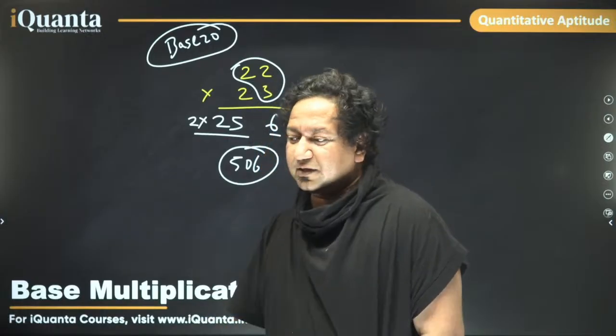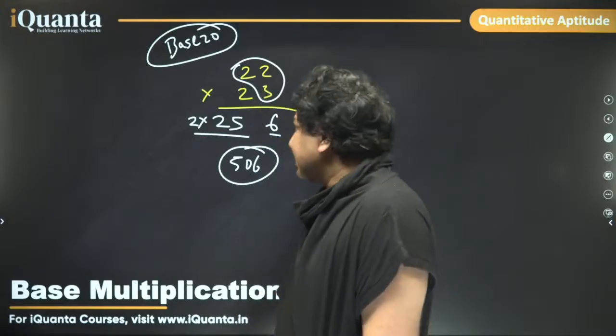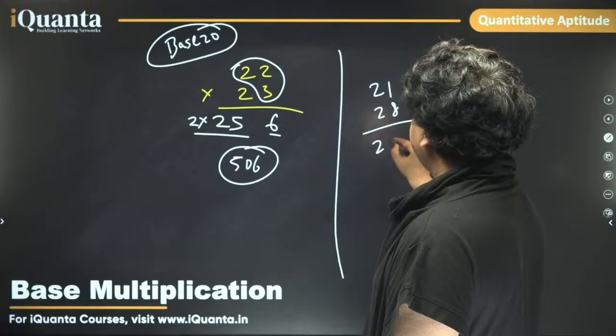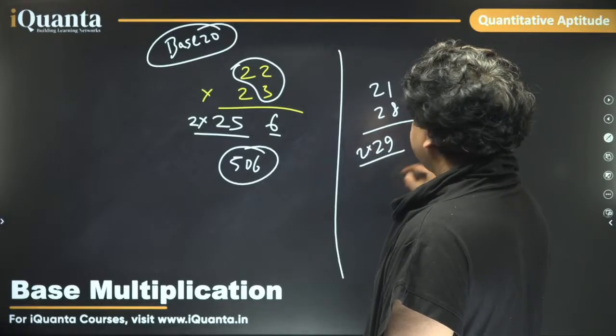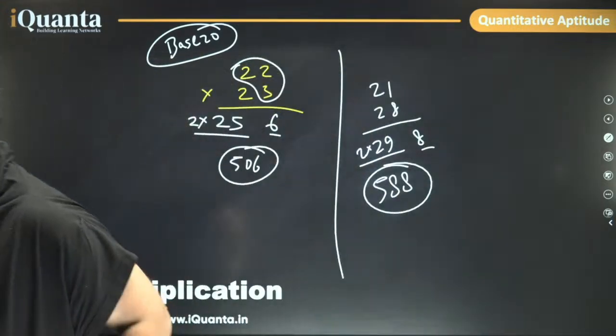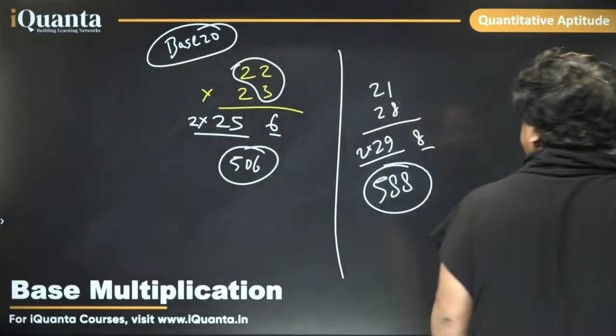Which obviously means that if the base is 30, we'll multiply it by 3. Is that clear? Let's have one more example. 21 multiplied by 28. 21 plus 8 is 29. Multiply by 2. 1 8s are 8. The answer is 588. Nice. All of you got that? Got it, everyone?